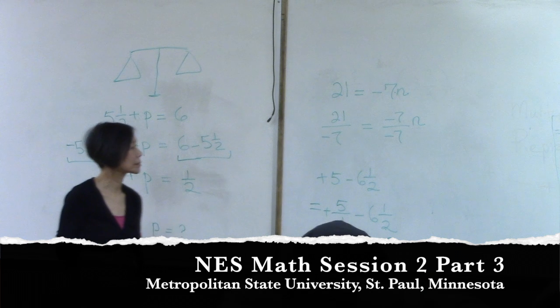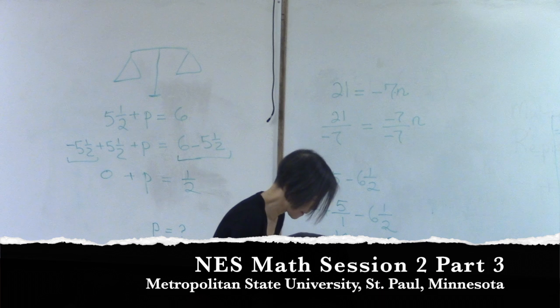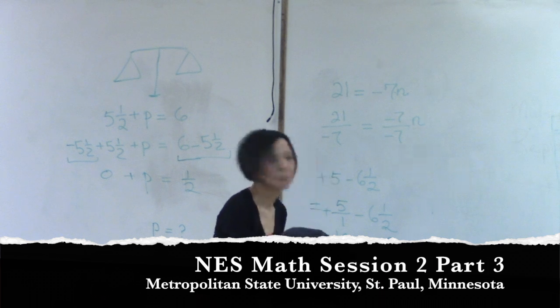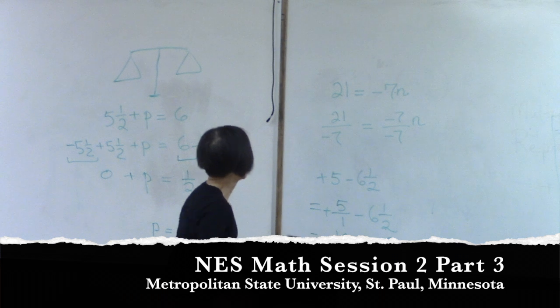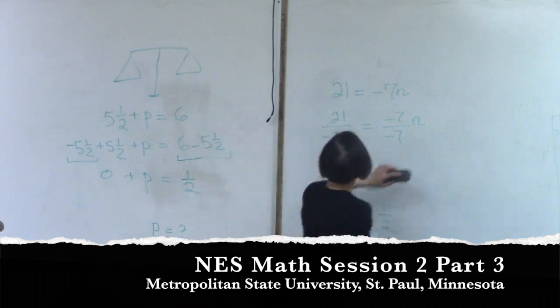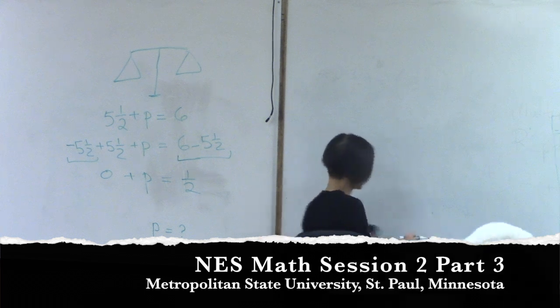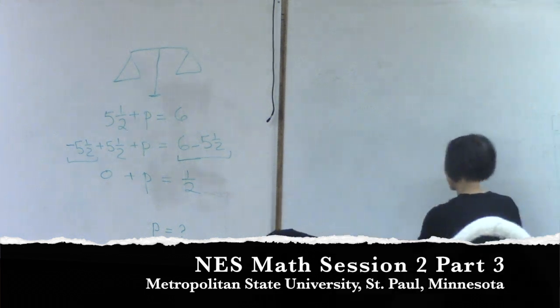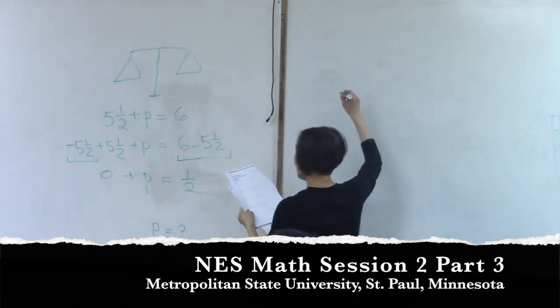Okay. So number three is negative 3/4 b equals 2. In my head, I put plus 3/4 on both sides, and then I get b equals 2 3/4. But the answer is negative 2 2/3, which I totally don't get. Can someone maybe talk this through?